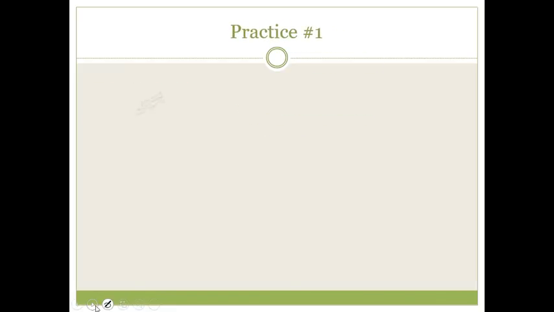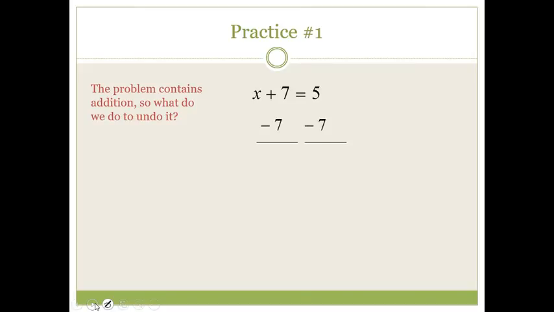How about we try another one? So this problem contains addition. So what do we need to do to undo it? If you said subtraction, you're correct. So since we are taking some number and adding 7 to it to equal 5, to figure out what that some number is that I added to 7 to get 5, why not just subtract 7 from both sides to figure it out? Do the inverse, do the opposite. So on the left-hand side, I'm just going to get x, because the plus 7 and a minus 7 cancel out because they add up to 0.